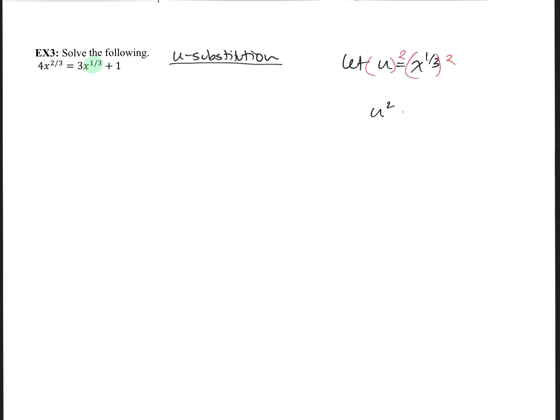Well, u squared would equal x to the, well, multiplying that out, 2/3 power. So when I substitute this into my equation, this is 4 times, well, what was 2/3 power? That is supposed to equal u squared. So I'll sub that out. So it's 4u squared equals 3 times x to the, sorry, the third, which is supposed to equal u. So 3u plus 1.